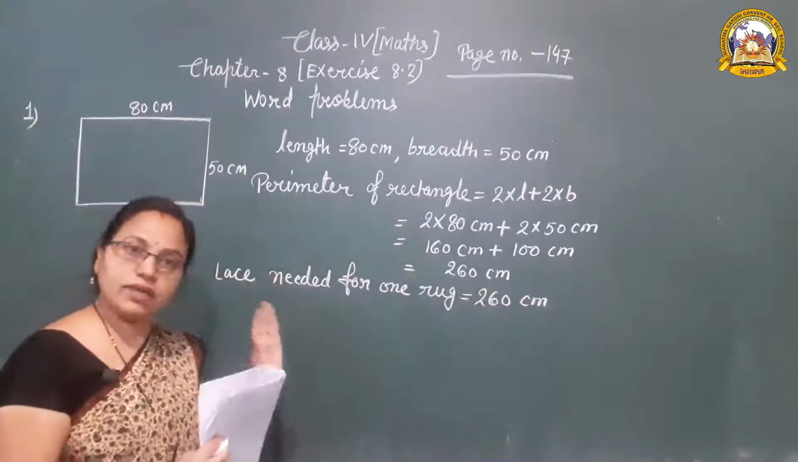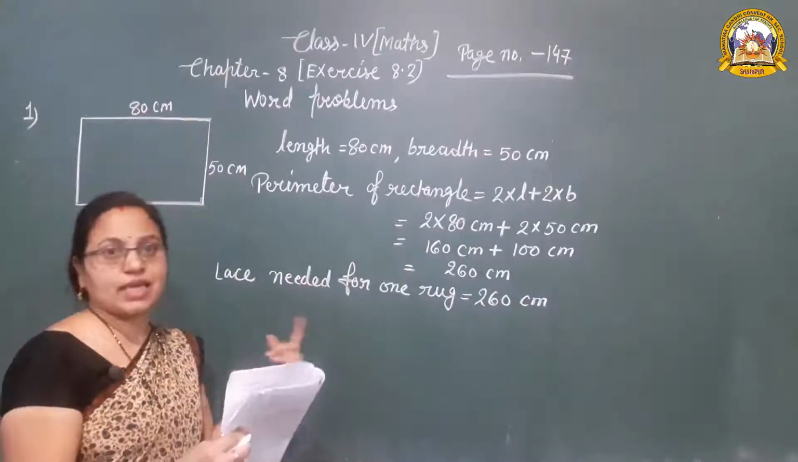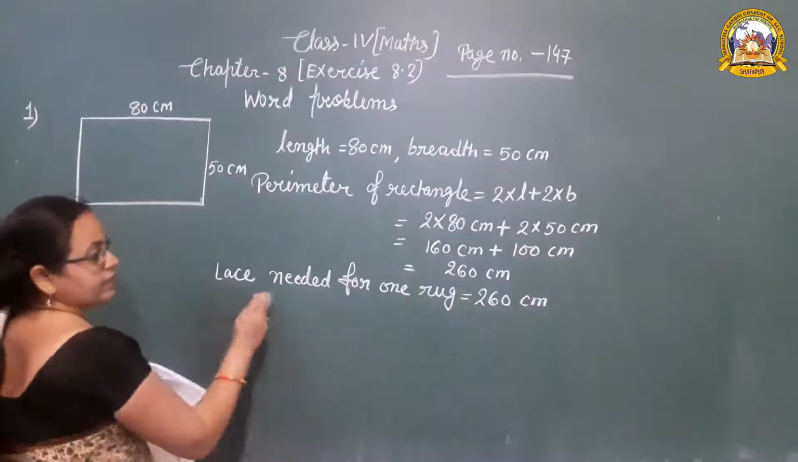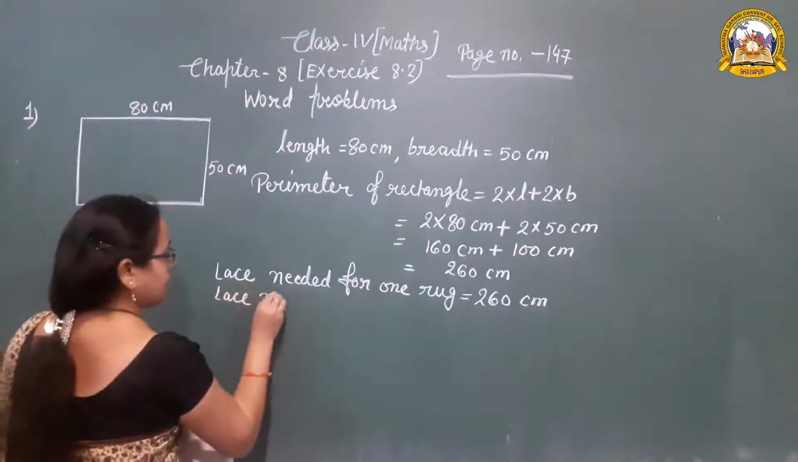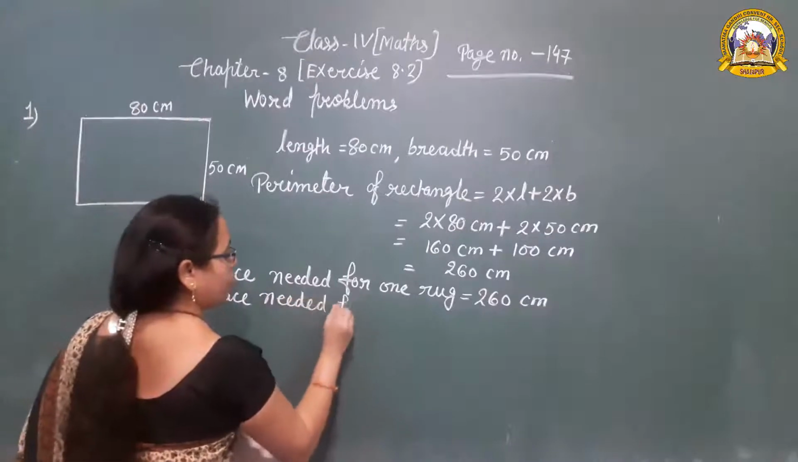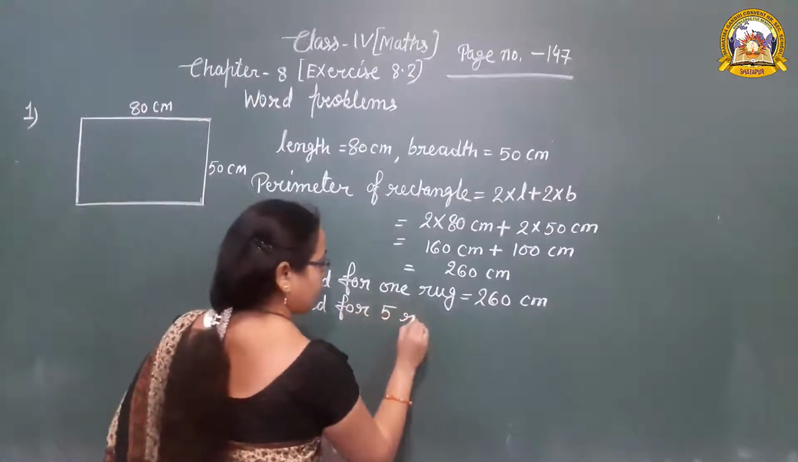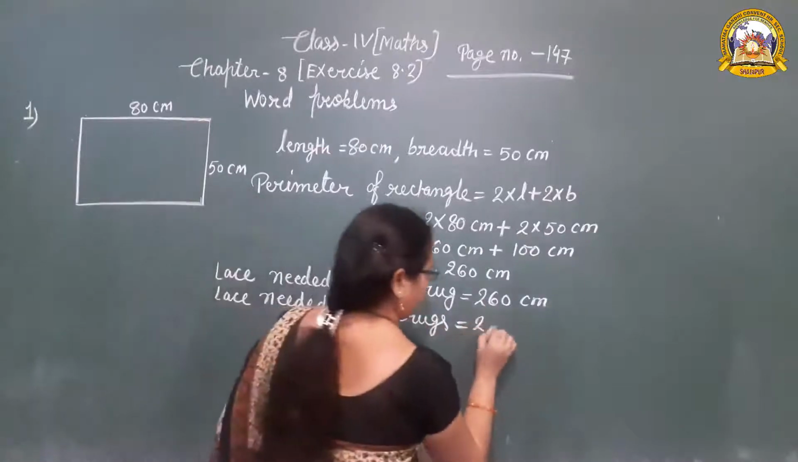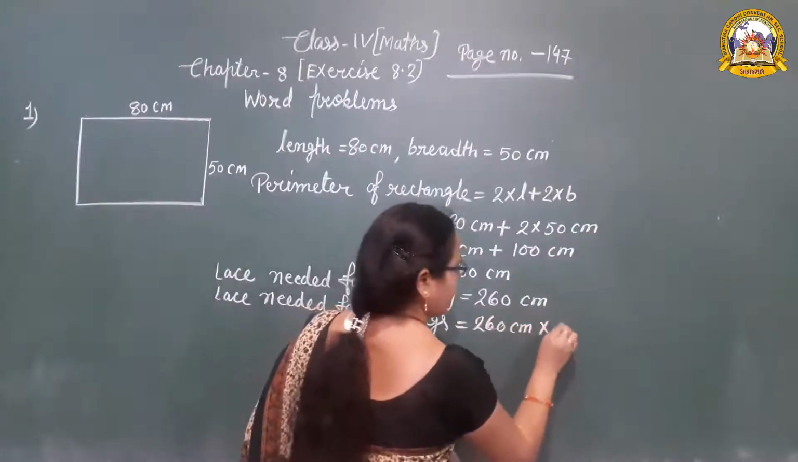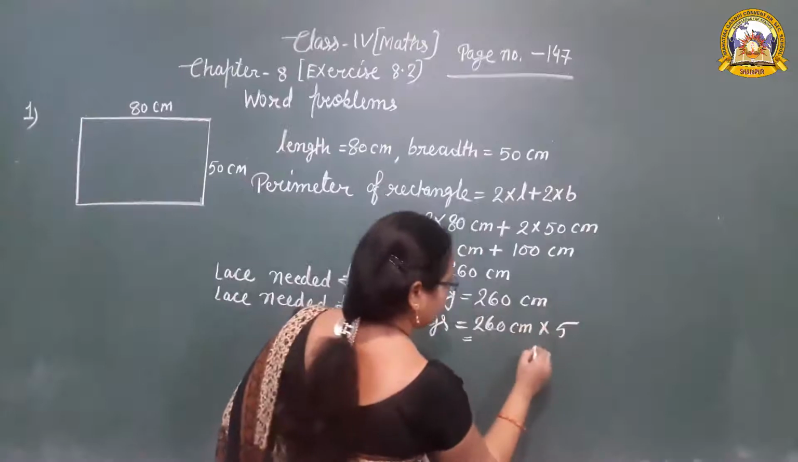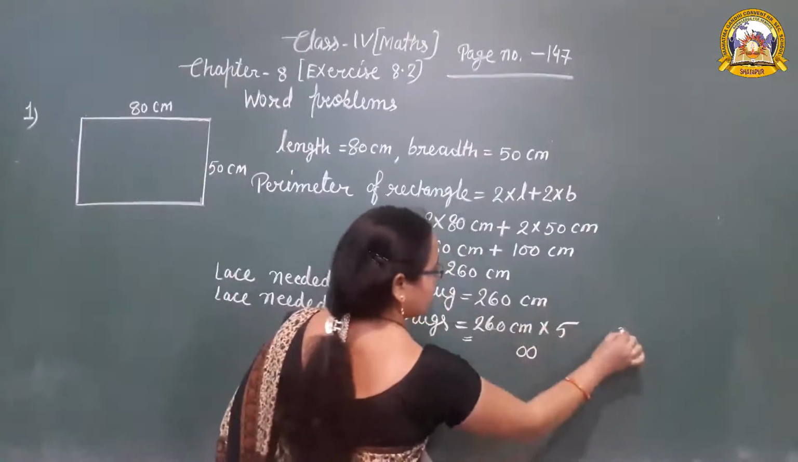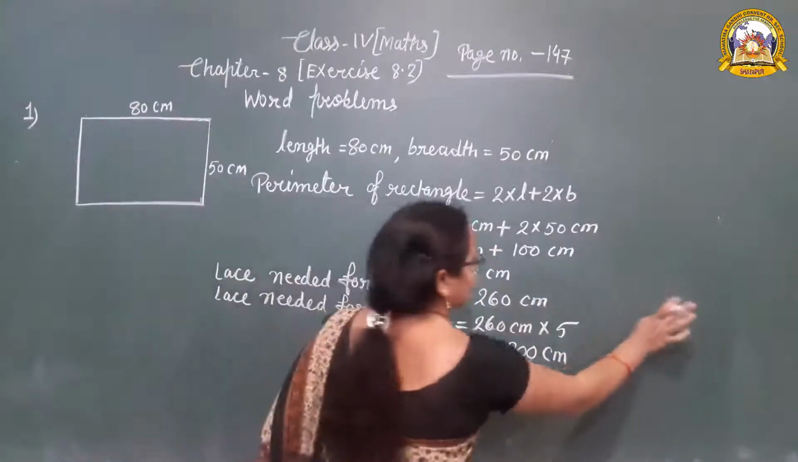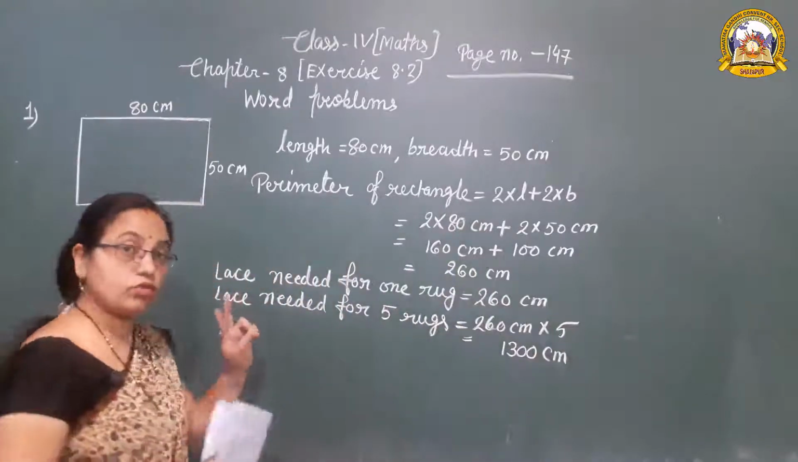First question completed. Now the other two questions. How much lace will be used for 5 rugs? Lace needed for 5 rugs is equal to this number multiplied by 5: 260 centimeter multiplied by 5. So we get 6 fives are 30, carry 3, 5 twos are 10 plus 3, 13. That is 1300 centimeter. Now two questions are completed.